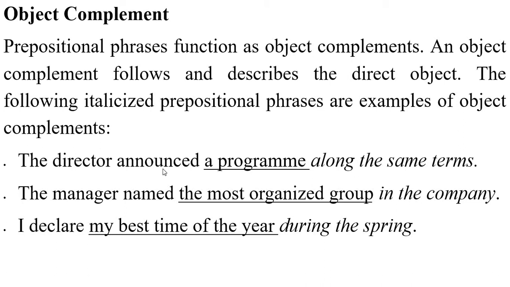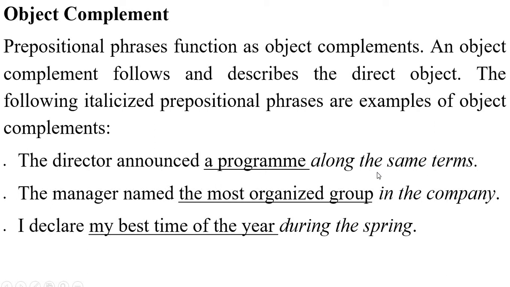If I want to ask you what is its type, a program, it's a noun phrase because this is a noun and this is a determiner, pre-modifier. So this is a noun phrase. What is its function? It is functioning here as direct object. The director announced what? A program. So this is the function of direct object. Along the same terms, along here is a preposition. Here this is my noun phrase, which is the object of this preposition. So I call all of this a prepositional phrase, the preposition plus the noun phrase. The and same are pre-modifiers, same is an adjective, the is the determiner, and they are modifying terms. All of this is called a prepositional phrase. So this is its type.